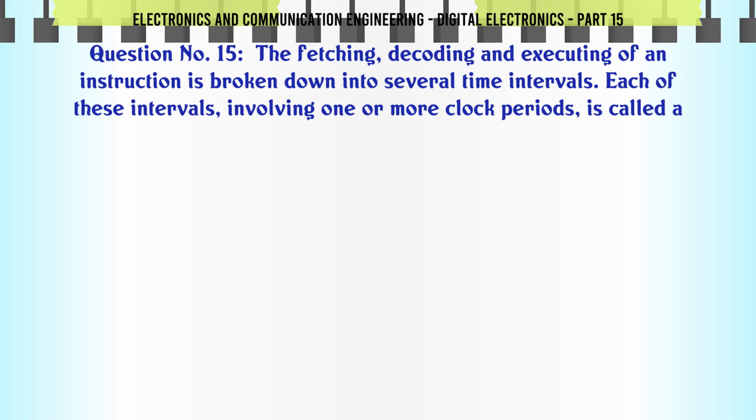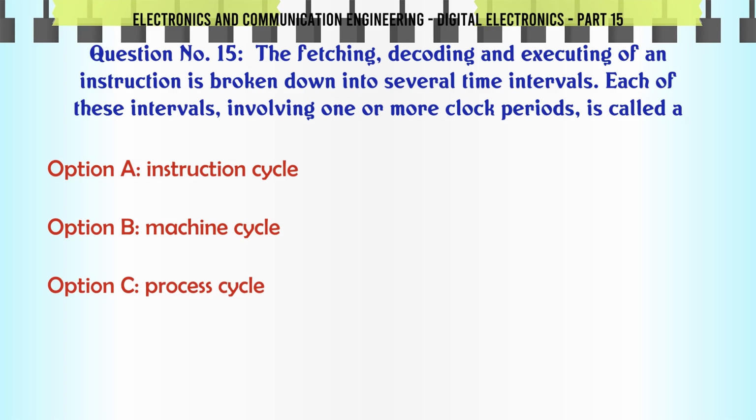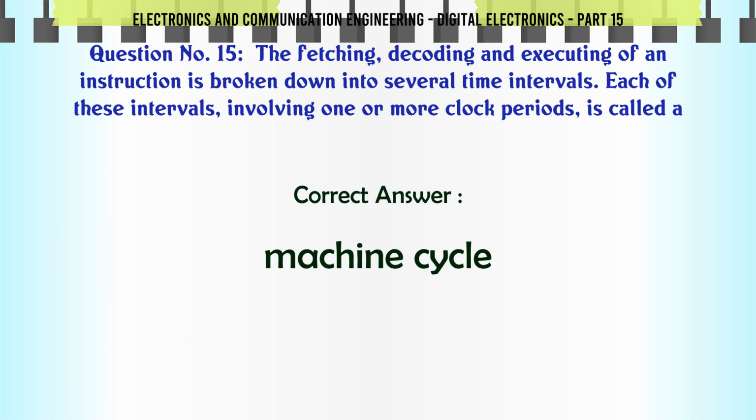The fetching, decoding, and executing of an instruction is broken down into several time intervals. Each of these intervals involving one or more clock periods is called: A. Instruction cycle. B. Machine cycle. C. Process cycle. D. None of the above. The correct answer is machine cycle.